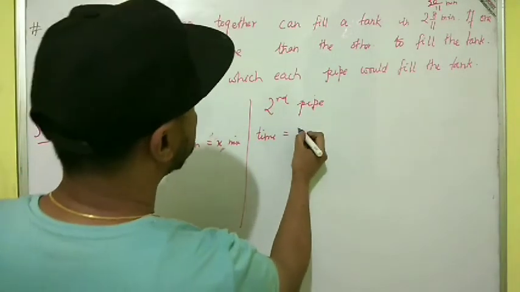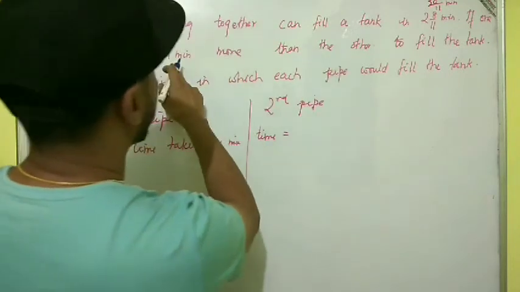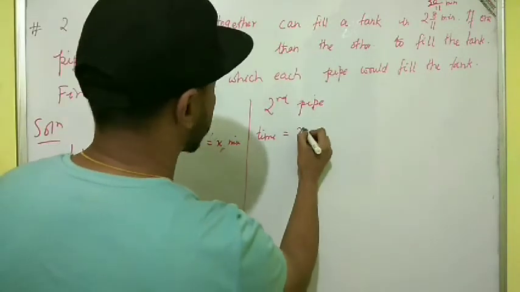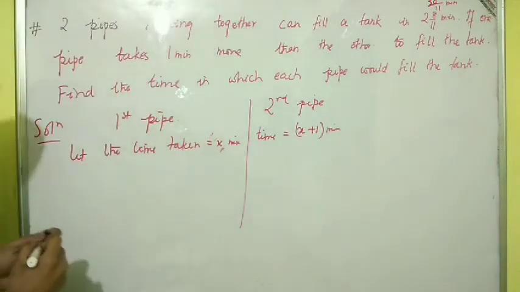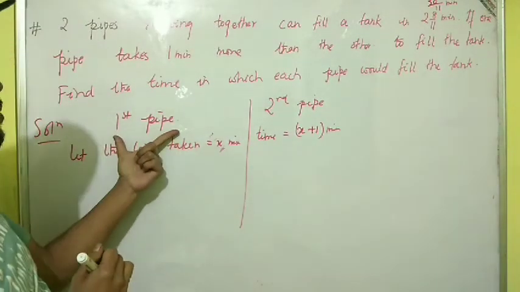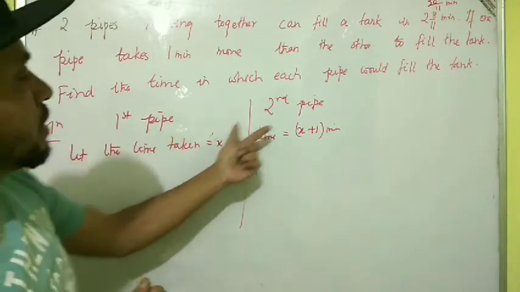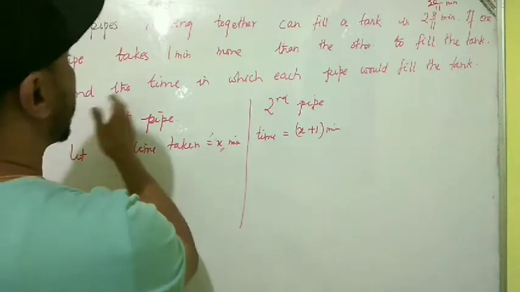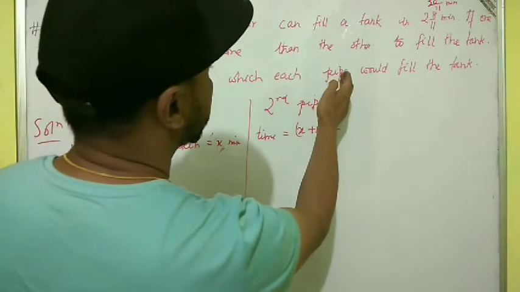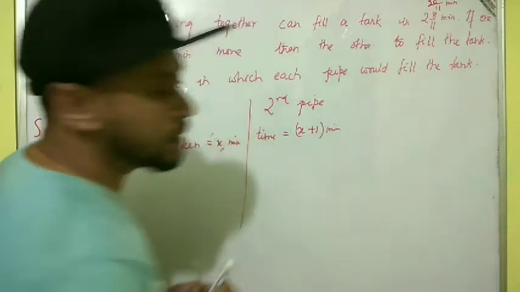The second tank will take 1 minute more than the other, so this is x plus 1 minute. So if the first pipe can fill the tank in x minutes, then the second pipe will take x plus 1 minutes. Now find the time in which each pipe would fill the tank.